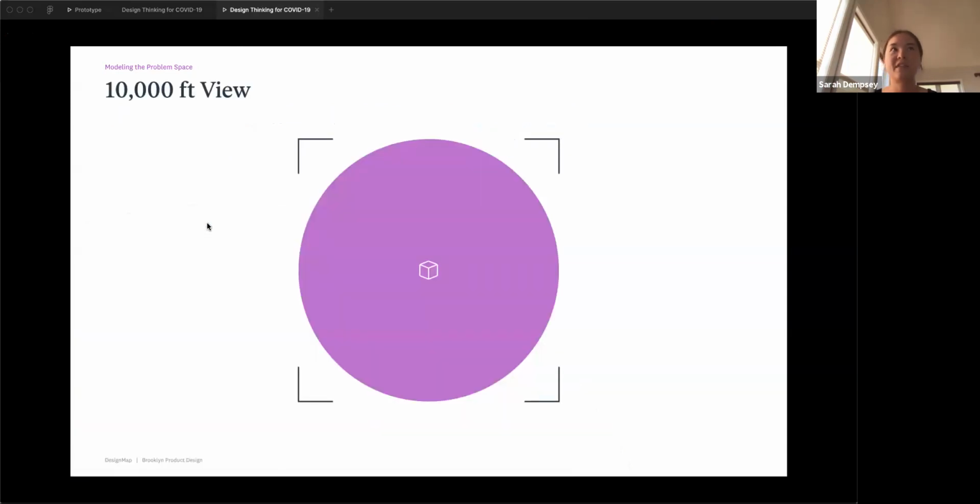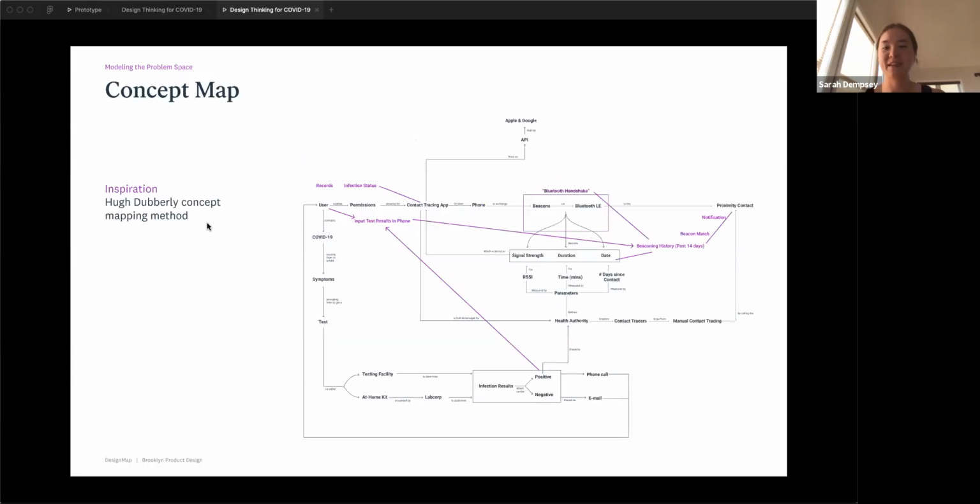So after looking at this inspiration model, we started turning inward to create some models of our own. And we started out with a 10,000 foot view. What I'm about to show you are not the most beautiful models, but these are actually just internal tools that we use to help us understand the problem space.